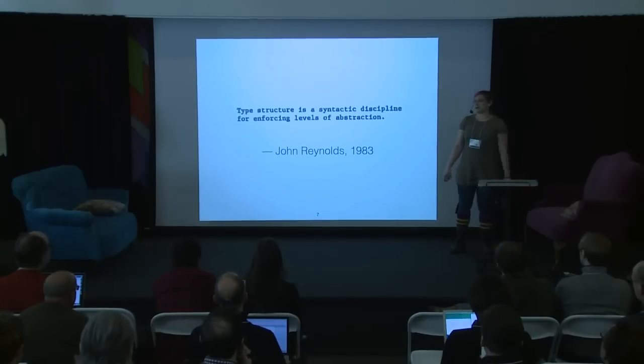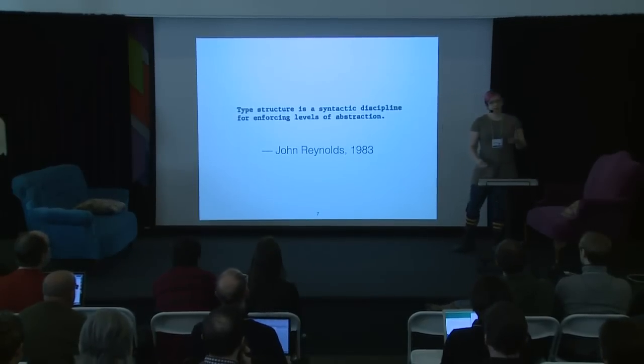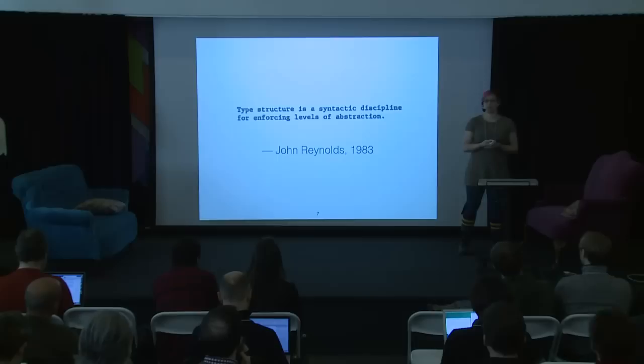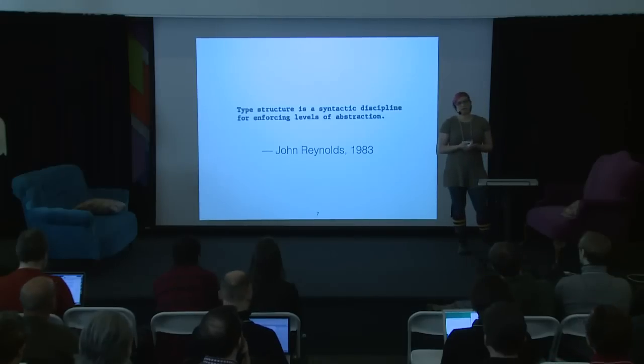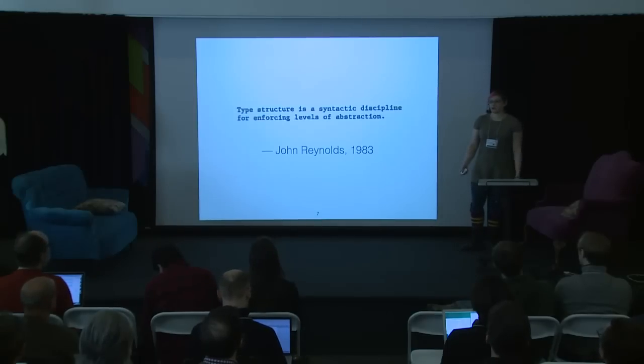All of the ideas that are put into use in the ML family, you can find the seeds of these ideas in this one really famous paper from John Reynolds in 1983, where his central claim is that type structure is a discipline for enforcing levels of abstraction. So yes, we are going to do this with types.